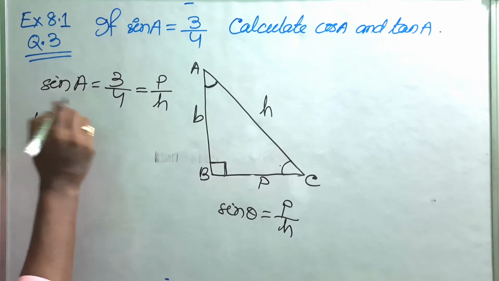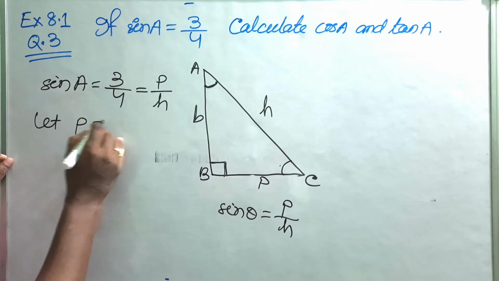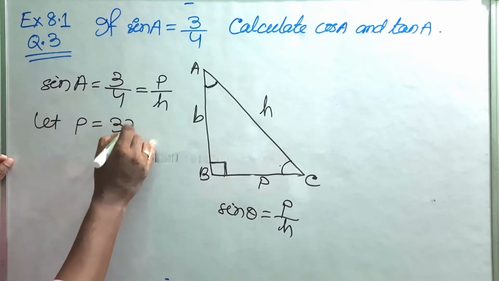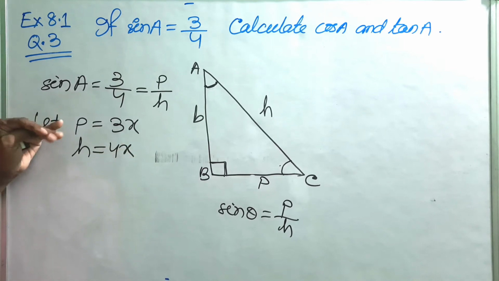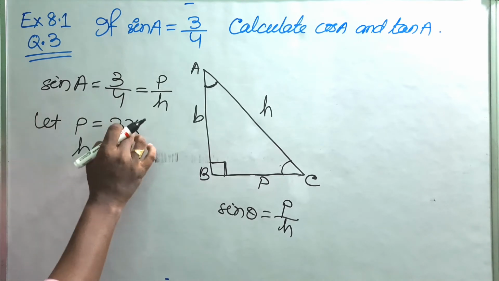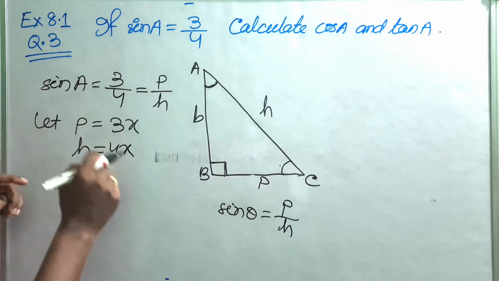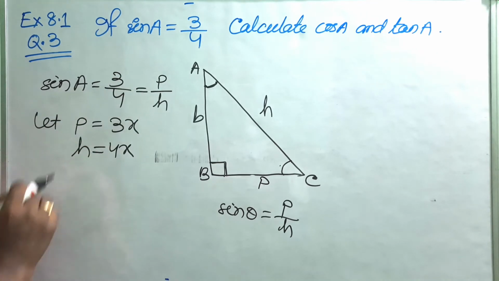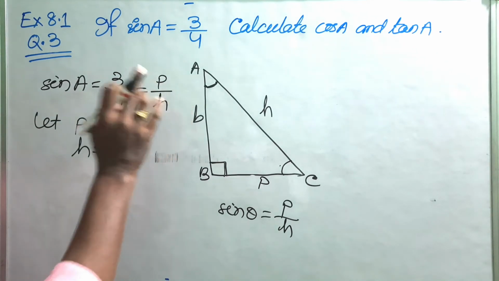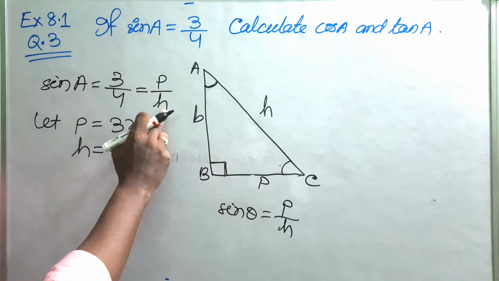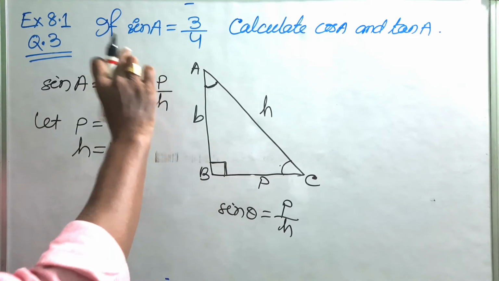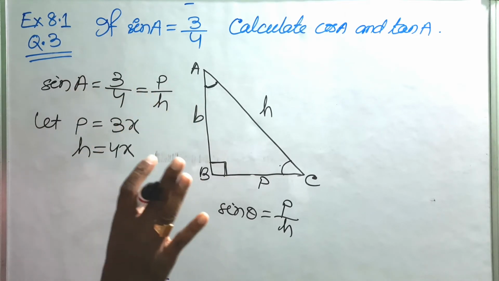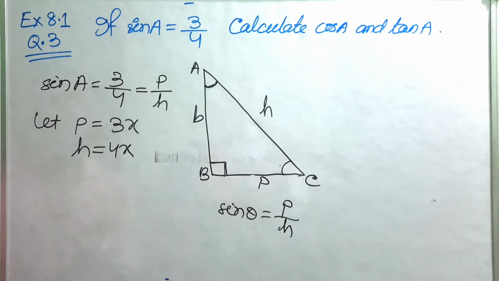You cannot say P is 3, H is 4. So you have to say, let P is equal to 3x and H is equal to 4x. Now if you take P by H, x will be cancelled, so it becomes 3 by 4. So it is only P by H. P is not 3, H is not 4. P is some value, H is some value whose ratio is 3 by 4. That you have to remember, understand.